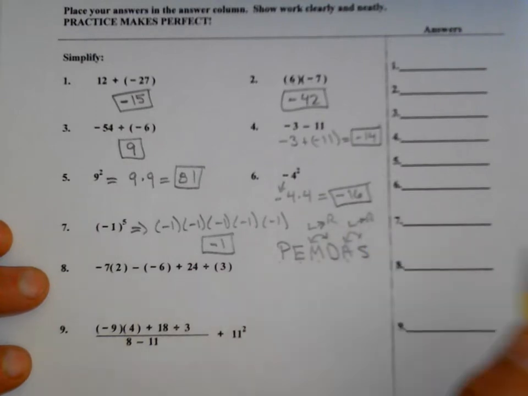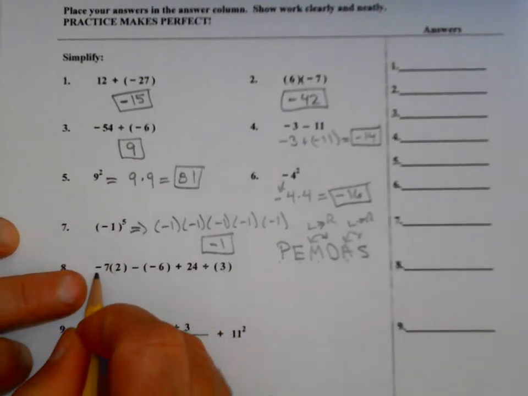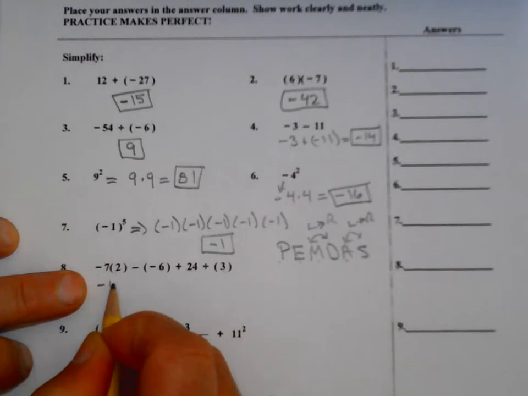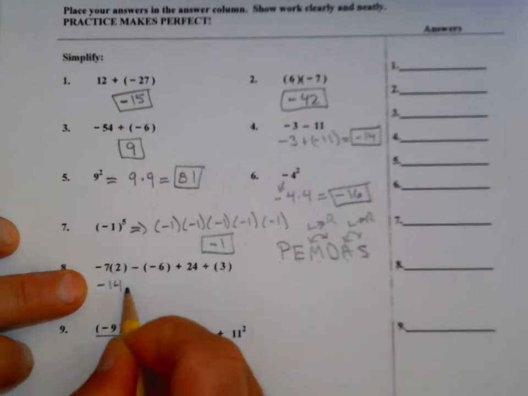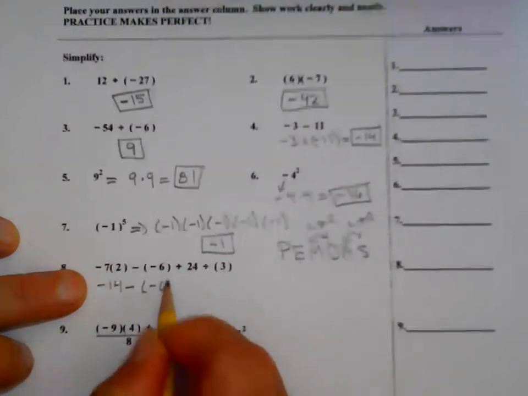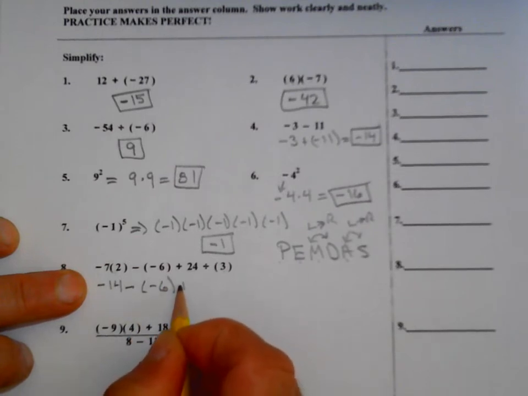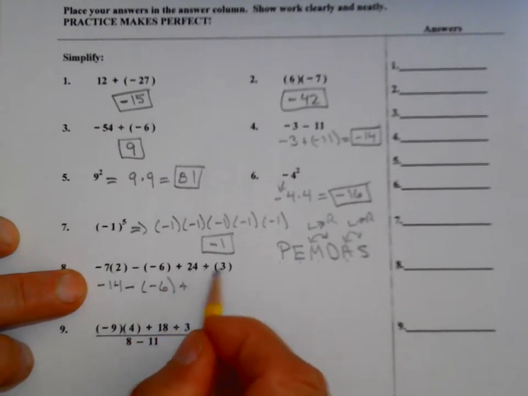So I'm going to go through, no parentheses to simplify, because I can't simplify in those. There are no exponents, so I'm going to do my multiplication and division. Negative times a positive is negative. 7 times 2 is 14. Minus a negative 6. Plus 24 divided by 3. Positive divided by positive is positive 8.